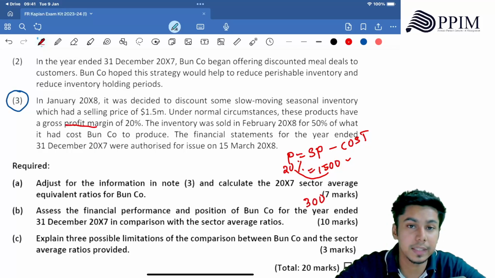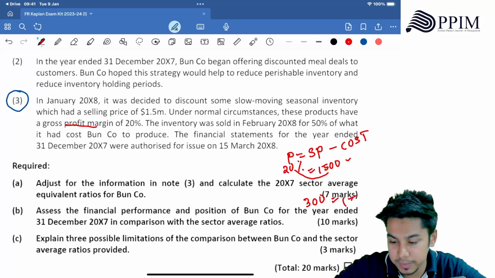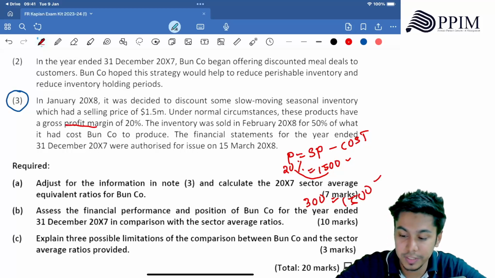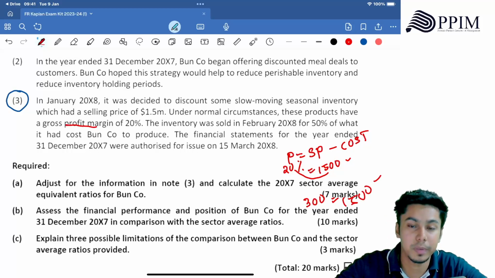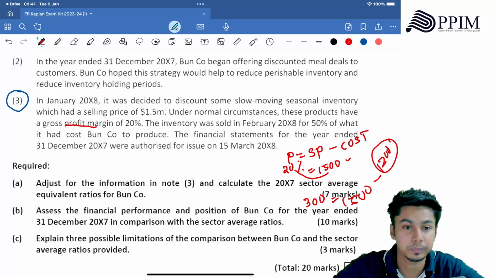Okay, how did I get 300, guys? 1500, 20%. So selling price will become 1500. So therefore, guys, if selling price is 1500 and profit is 300, what should be the cost in that case? Cost has to be 1200. Correct. So let's get the cost first.